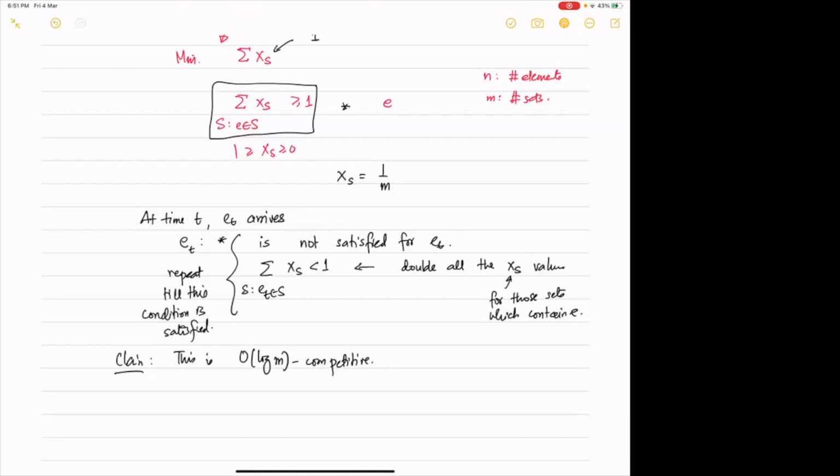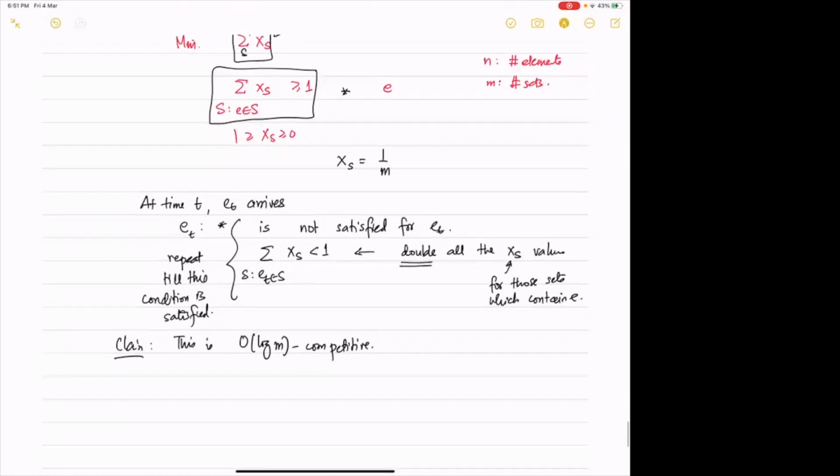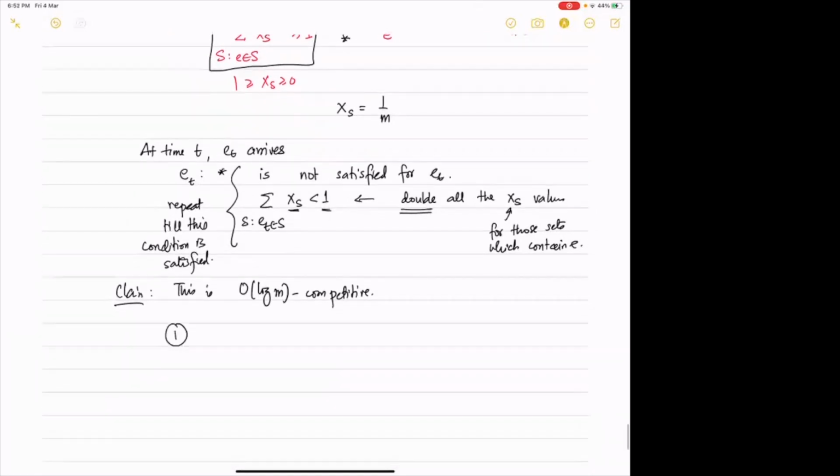Remember what's the meaning of the statement. The meaning of the statement is that if you look at the value of a solution, summation over S of x_S, then this is at most log m times the optimum solution value. And the way to think of this is the following. Whenever you double all these x values, note that these x values were adding to at most 1. So if you double them, you are going to add only 1 unit to your objective function, right? So the first observation is that when we double, we increase the objective function value by at most 1.